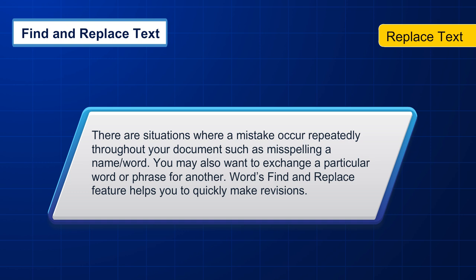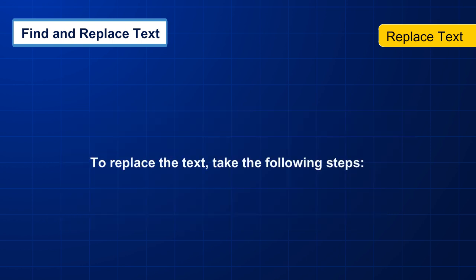Replace text. There are situations where a mistake occurs repeatedly throughout your document, such as misspelling a name or word. You may also want to exchange a particular word or phrase for another. Word's Find and Replace feature helps you to quickly make revisions. To replace the text, take the following steps.